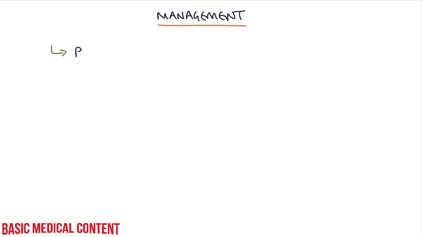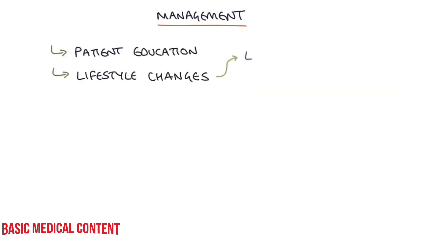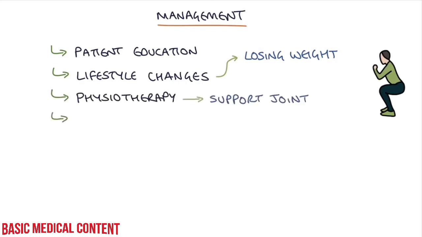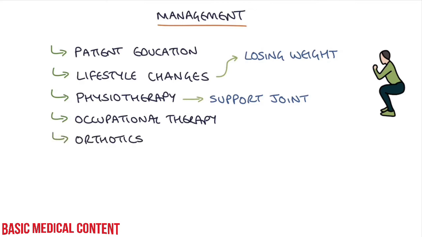It's important to start with patient education about the condition and advise them on lifestyle changes like losing weight if they're overweight, and this helps reduce the load on the joint, physiotherapy to improve the strength and support of the joints, and also occupational therapy can be helpful in terms of how to maximize the function of the remaining joint, and orthotics can be used to help support activities and function as well. We can use a stepwise approach to analgesia to help control the symptoms.